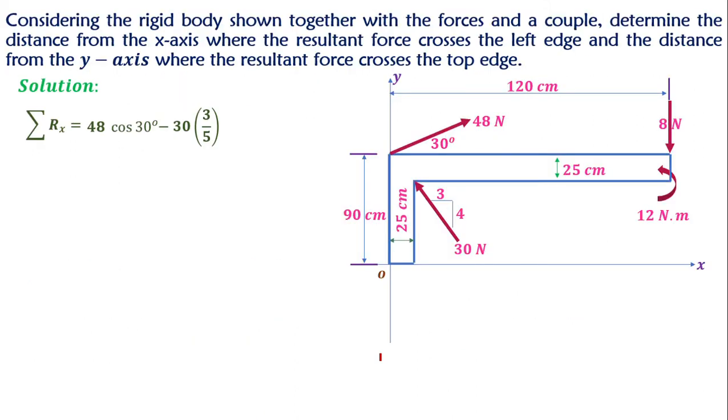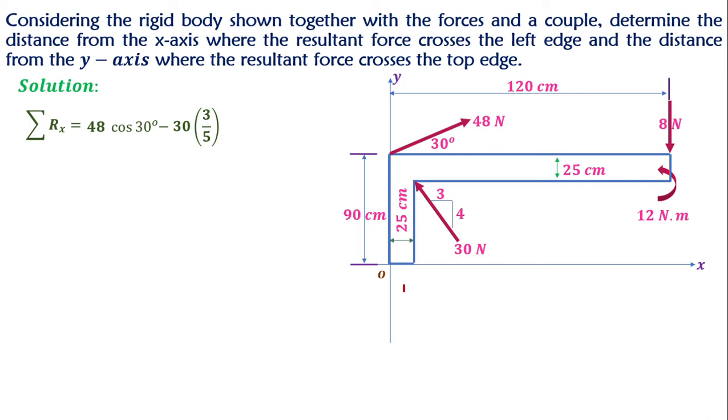Oh, we have here naman another one. So we have to consider the rigid body shown together with the forces of any couple. So you have to determine the distance from the x-axis where the resultant force crosses the left edge and the distance from the y-axis where the resultant force crosses the top edge. So we have here, ayan, pinakita naman na halos. So makikita nyo yung ating mga forces, ayan.